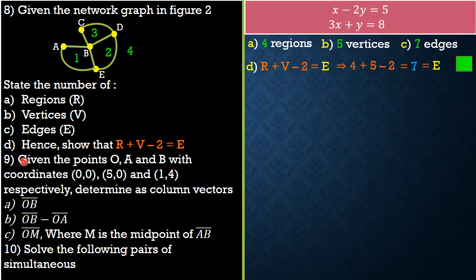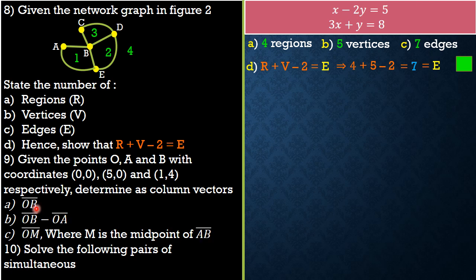All right. Question 9 is saying that given the points O, A, and B with coordinates (0, 0), (5, 0), and (1, 4) respectively, we should determine as column vectors the vectors OB, the vector OB minus OA, and OM, where M is the midpoint of the line segment AB.